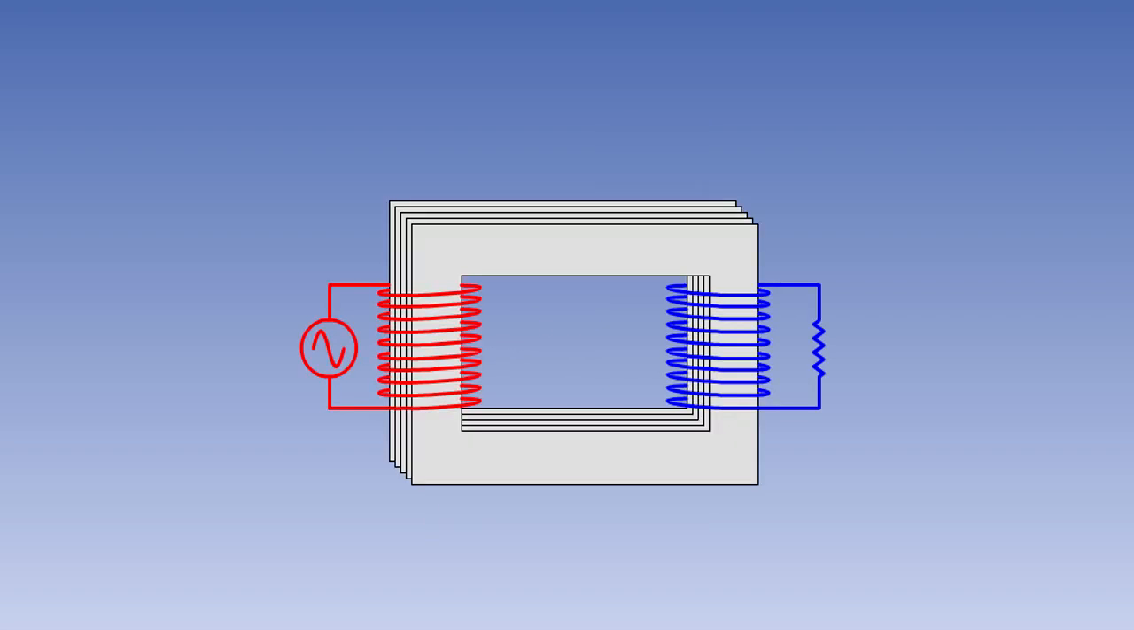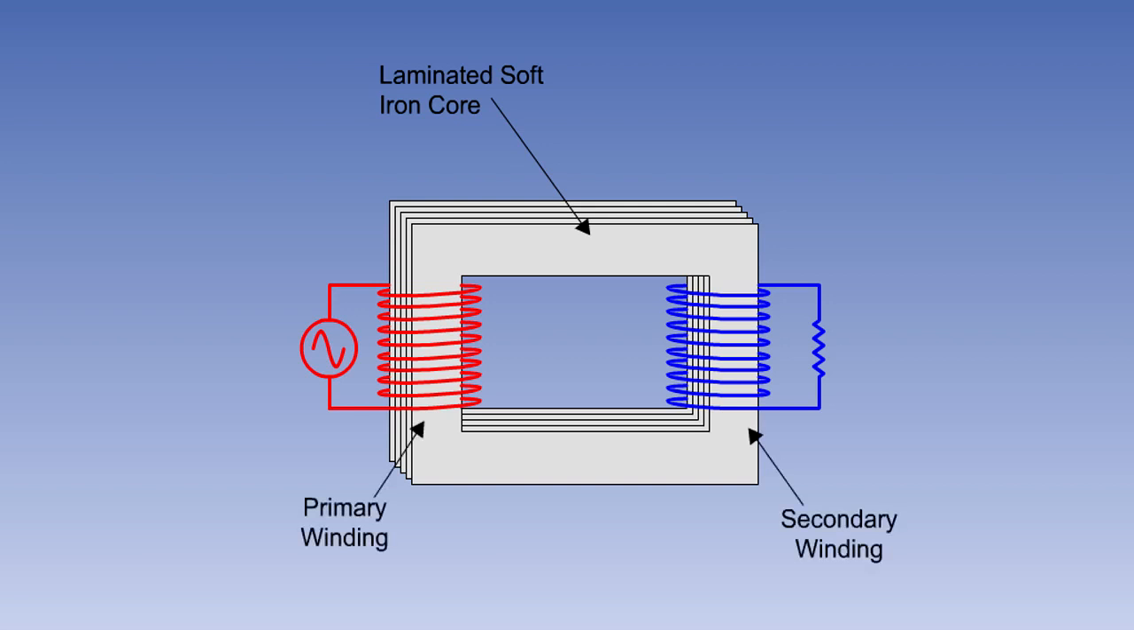A simple transformer consists of two electrically separate coils of wire wound around two opposite sides of a laminated soft iron core. The coils are known as the primary and the secondary windings. The primary winding is connected to an AC supply, and the output is taken from the secondary winding.